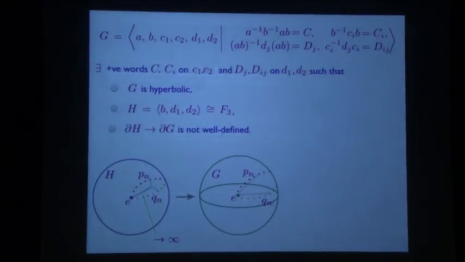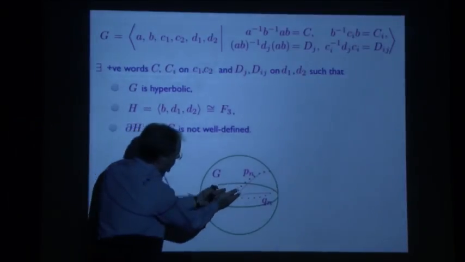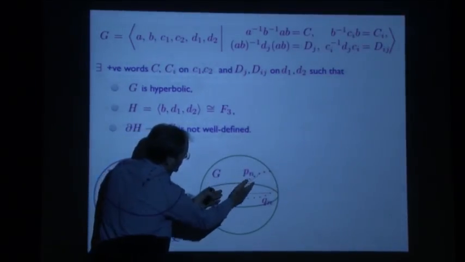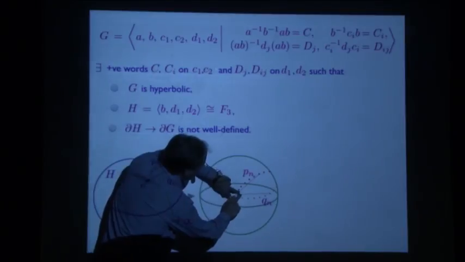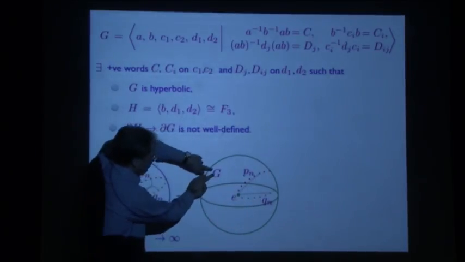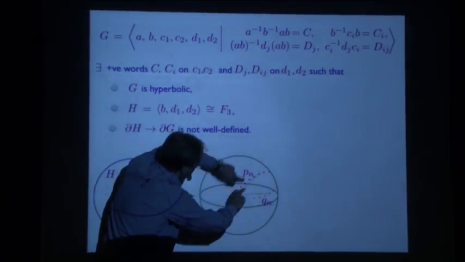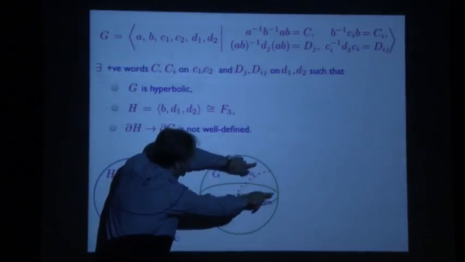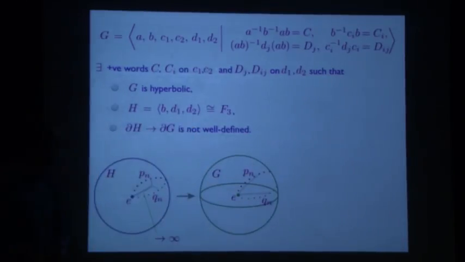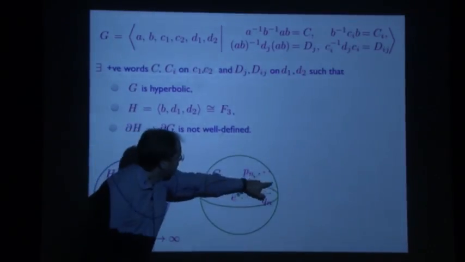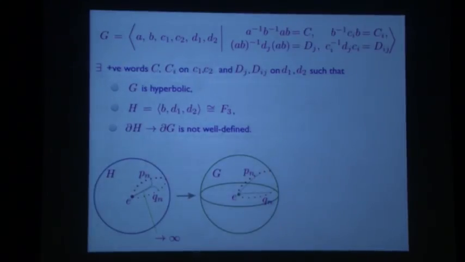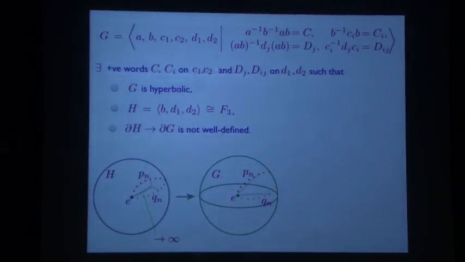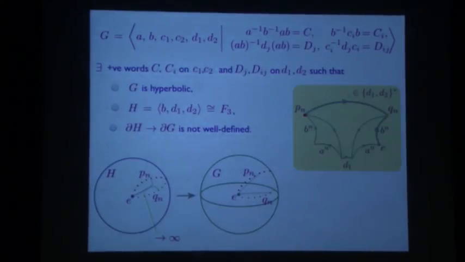So geodesics going from E to Pn and Qn in the metric on G, they don't fellow travel at all. They immediately go their separate ways. So that implies that these are different points in the boundary, that the Pn and Qn limit to different points in the boundary. How do we make this happen?